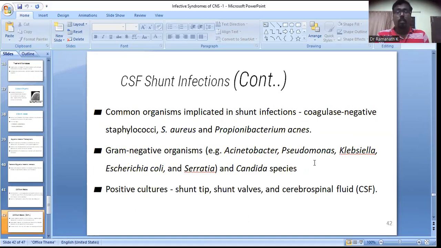Normal flora like coagulase-negative Staphylococcus, Staphylococcus aureus, and Propionibacterium can produce this CSF shunt infection. Gram-negative organisms like Acinetobacter, Pseudomonas, Klebsiella, Escherichia coli, Serratia, and even fungi like Candida species can also produce CSF shunt infection. In the cultures, mainly the shunt tip, shunt valve, and cerebrospinal fluid may show these infective agents.